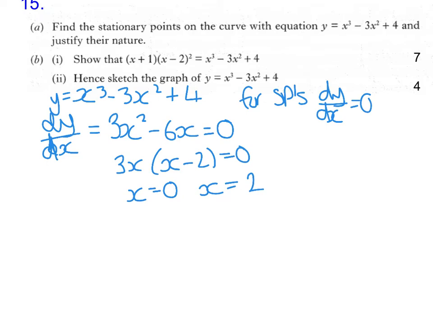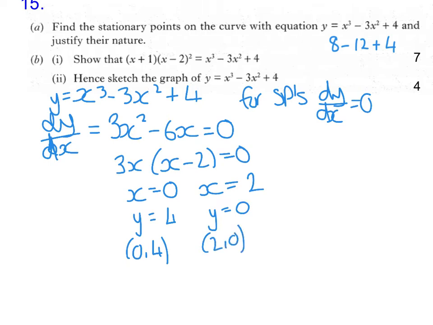Now, if we plug them back into the original equation, when x is 0, you end up with just 4, because 0 cubed and 0 squared are just 0. So we know our first coordinate is (0, 4). When you plug in the number 2, I'm just going to do the working up here in the top right. 2 cubed is 8, 2 squared is 4, times 3 is 12, so 8 take away 12 plus 4 just gives us 0. So y equals 0 in that case, so the other coordinate is (2, 0). So I've got the coordinates, I just have to decide their nature now.